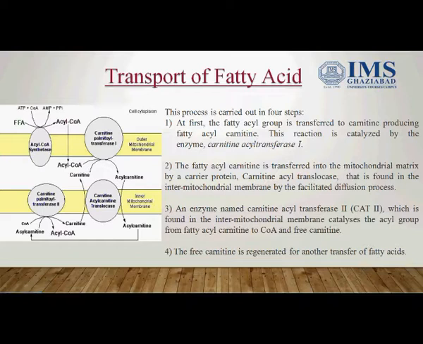Now, the enzyme named carnitine acyl transferase 2, which is found in the inner mitochondrial membrane, catalyzes the transfer of the acyl group from fatty acyl carnitine to CoA, yielding the acyl-CoA, and the carnitine is regenerated, and this will cross the membrane to take another fatty acyl-CoA.